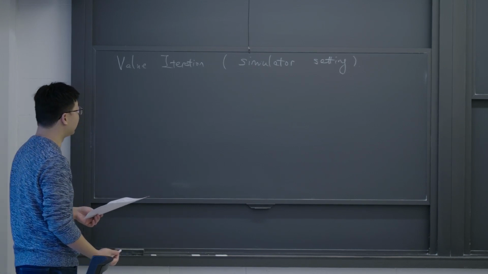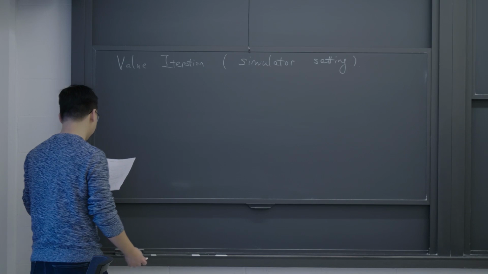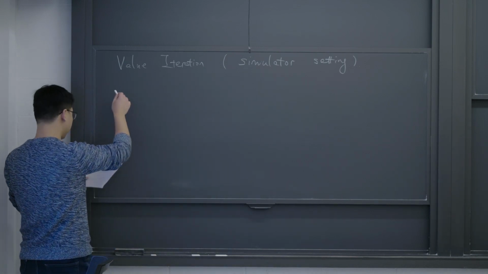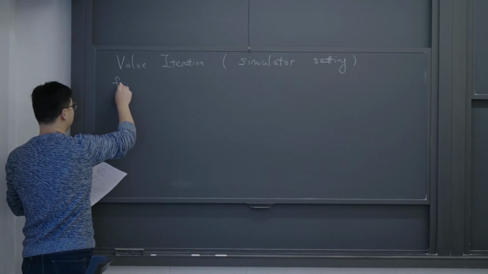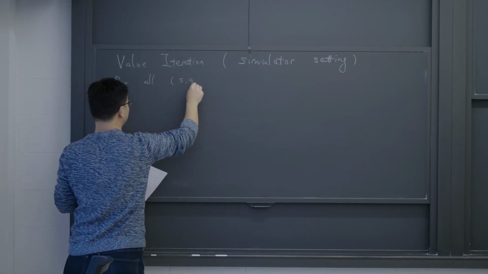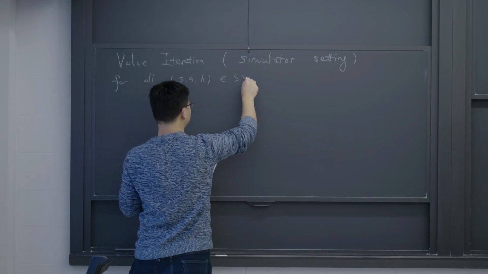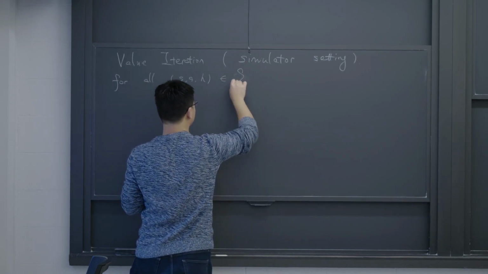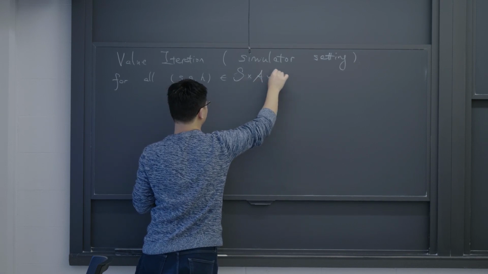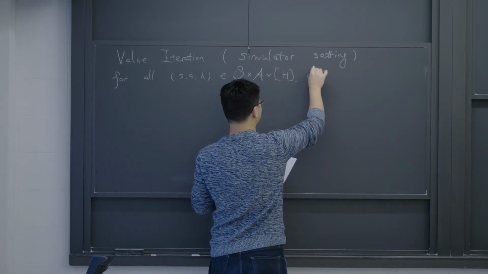and the reward. The only difference here is that in the simulator setting, we don't know the transition. So the first step is we need to estimate the transition. The way we estimate the transition is, for all state-action-horizon tuples, for all (s, a) and h, we do the following.